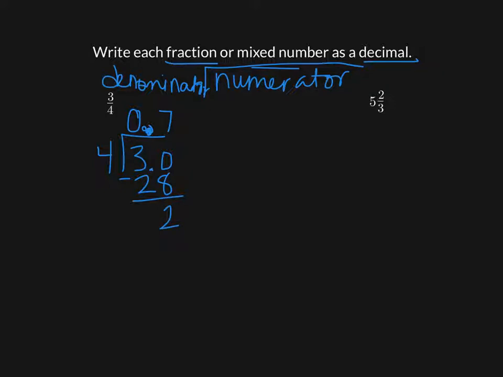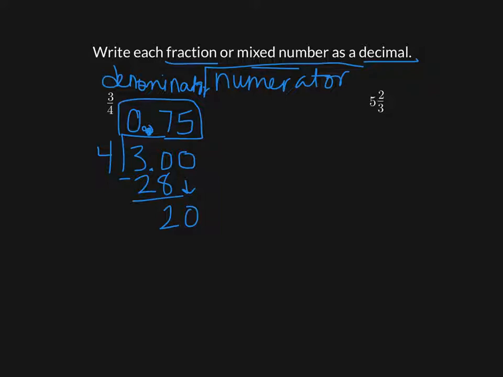So I'm not done yet because I didn't get a 0. So I have to add another 0, bring it down. How many times can 4 go into 20? Can go in there 5 times. So 3/4 written as a decimal is 75 hundredths. Just do numerator divided by the denominator.